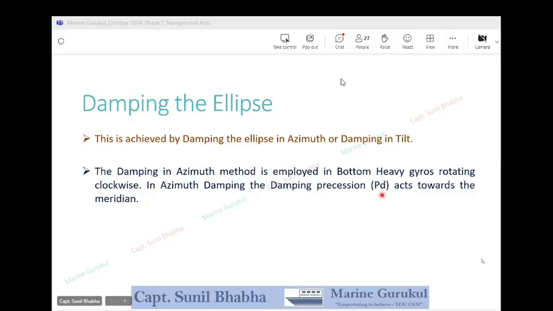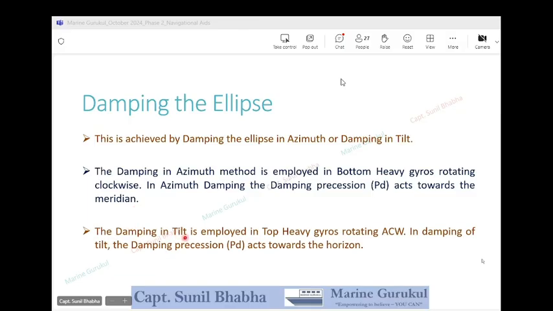When you use damping in azimuth method in bottom-heavy gyros, which are rotating clockwise when viewed from the south end, the damping precession always acts towards the meridian. This basically means that whenever the spin axis goes east or west of the meridian, this damping precession tries to bring the spin axis back into the meridian. So in this case, the damping precession will be either in the easterly direction or the westerly direction.